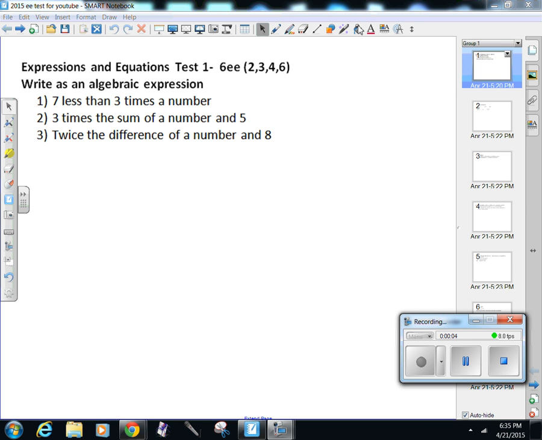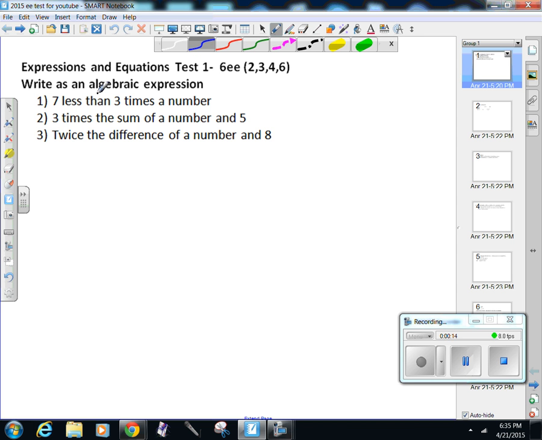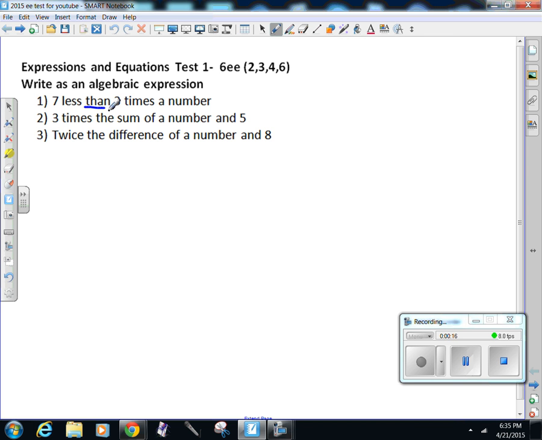It's an equations test. What you have to do in this section is write it as an algebraic expression. So I'm going to look at my information here, and I'm going to look for the word "than." So I've got the word "than," I underline it, I circle everything in front, and I send it to the back.